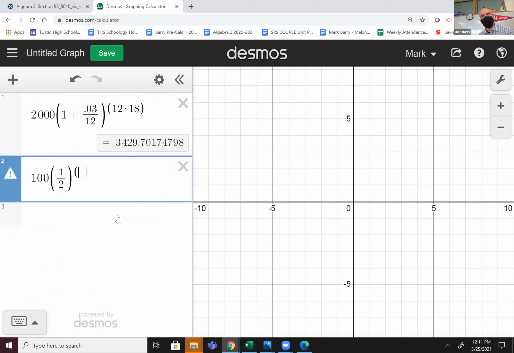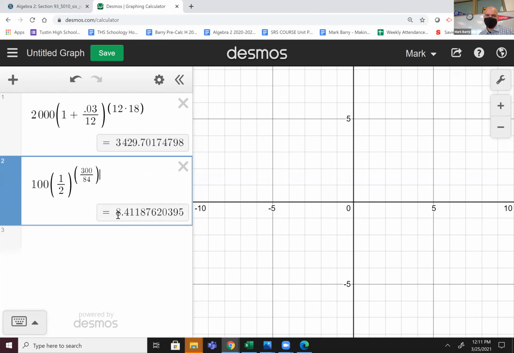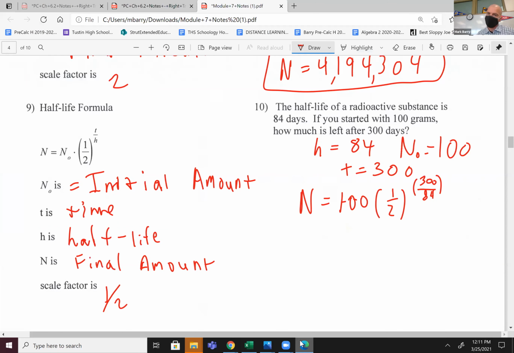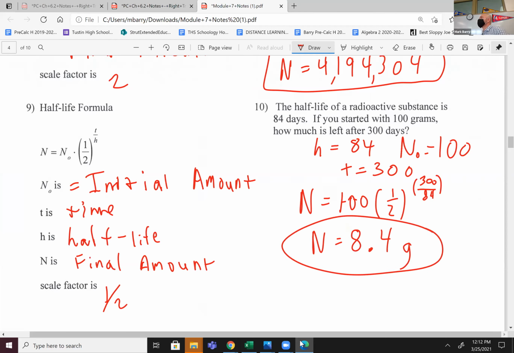What was it? 300 over 84? All right, so that 100 grams has now turned into 8.4 grams. Oh, that did take us the whole period. All right, that's okay. That was good stuff.